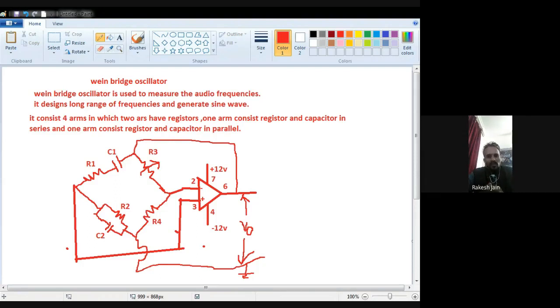For the bridge construction, we choose a resistor and capacitor in series that form one arm of the bridge, and a resistor and capacitor in parallel that form the second arm of the bridge. The third and fourth arms consist of two resistors, in which one resistor we choose as variable, like here in this figure. R1 and C1 are the series resistor and capacitor. R2 and C2 are the parallel combination of resistor and capacitor. In one arm R3, a variable resistor, is connected, and the R4 resistor is connected in the fourth arm.